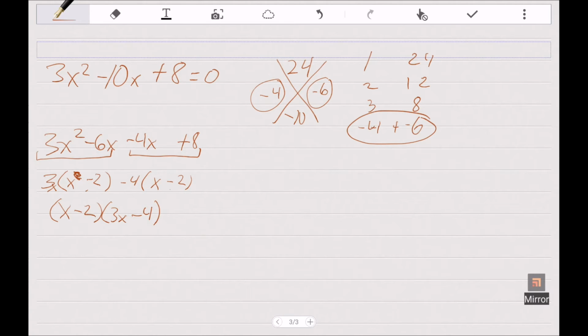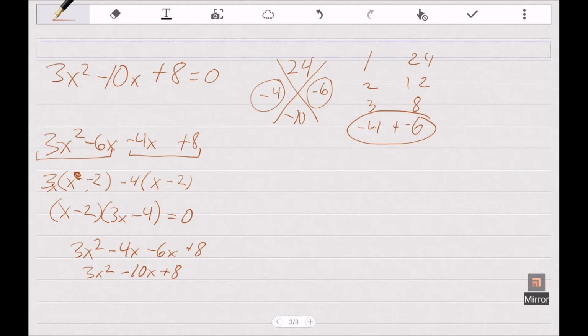Now, because I just did this for the first time, and I want to make sure that I'm not leading you astray, let's go ahead and multiply this out just to make sure that we got the right answer. So, x times 3x is 3x squared. We're off to a good start. X times negative 4 is negative 4x. Negative 2 times 3 is negative 6x. Negative 2 times negative 4 is 8. So let's combine our like terms. 3x squared. Negative 4x plus negative 6x is negative 10x plus 8. Yay, we got it right.